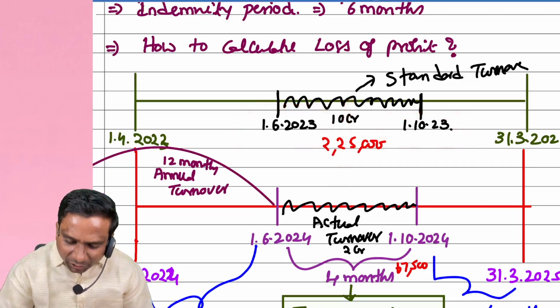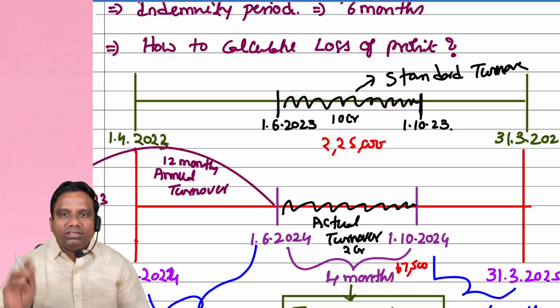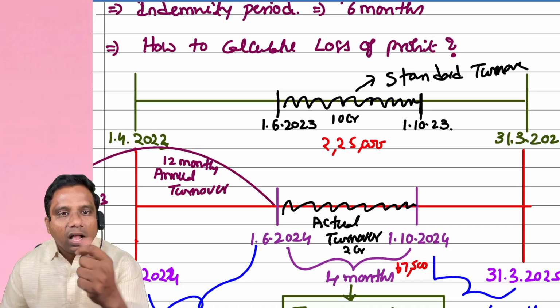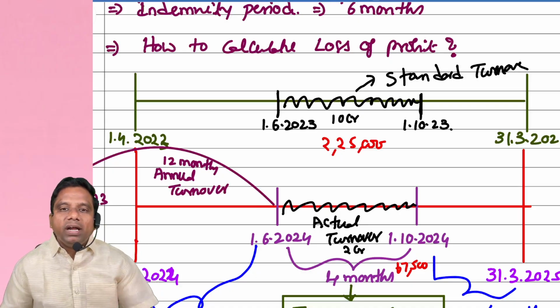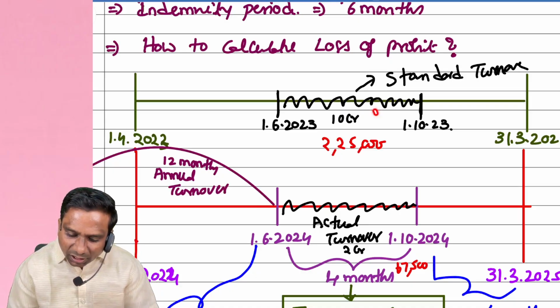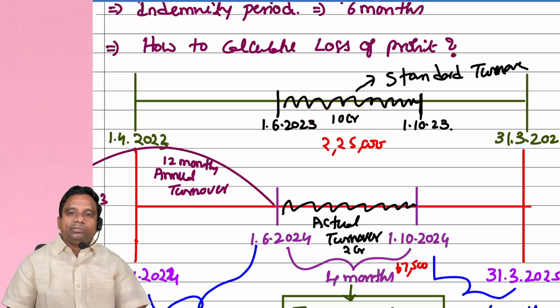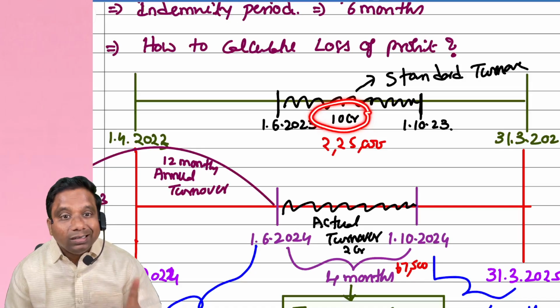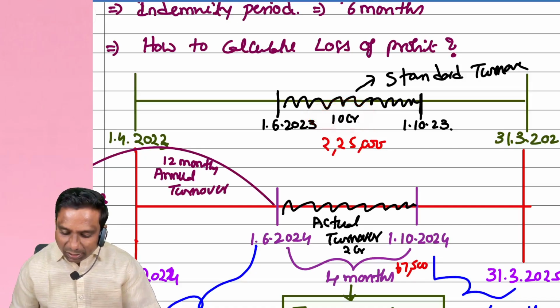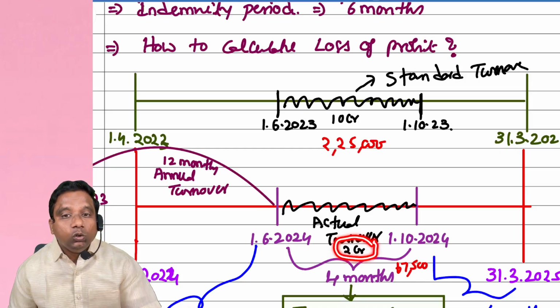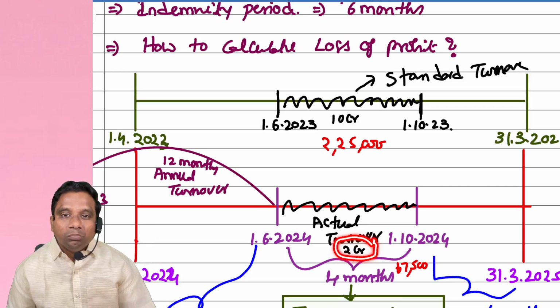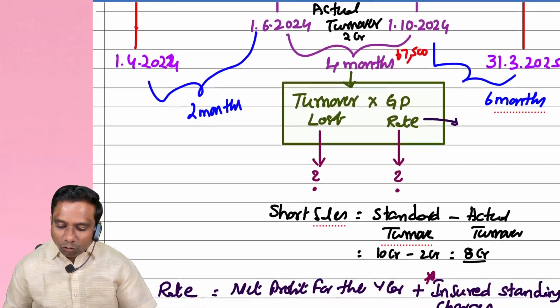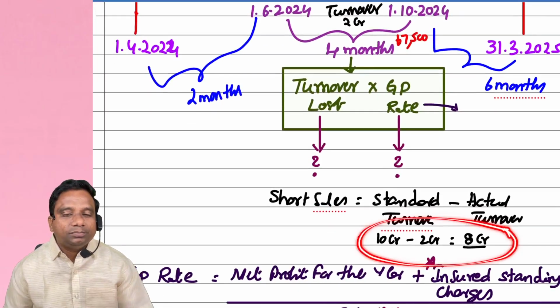Yes, sir. So check how much turnover you made in the previous year in the same time period. Previous year I have made some 10 crore turnover, sir. But current year I could only make 2 crore turnover due to this business interruption or business disruption. Means how much turnover I lost? Sir, I have lost some 8 crore turnover, sir. Yes or no, students?